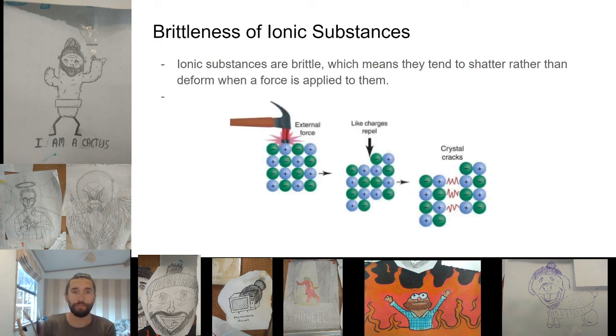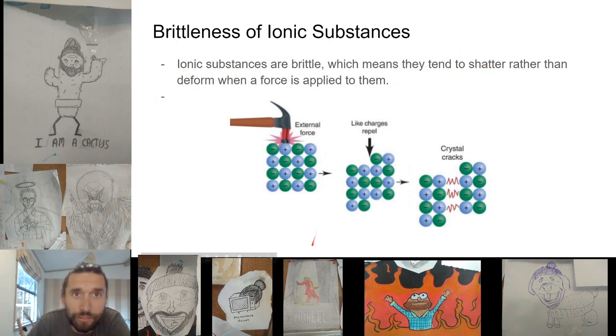Brittleness of ionic substances. Brittle, will it break if you put a force onto it? Once again, my cup, very brittle. Something like a metal can, if you hit it with a hammer, it's not going to shatter usually, just going to bend. So metal, generally not brittle. Ionic substances are generally brittle, which means they tend to shatter rather than deform when a force is applied to them.